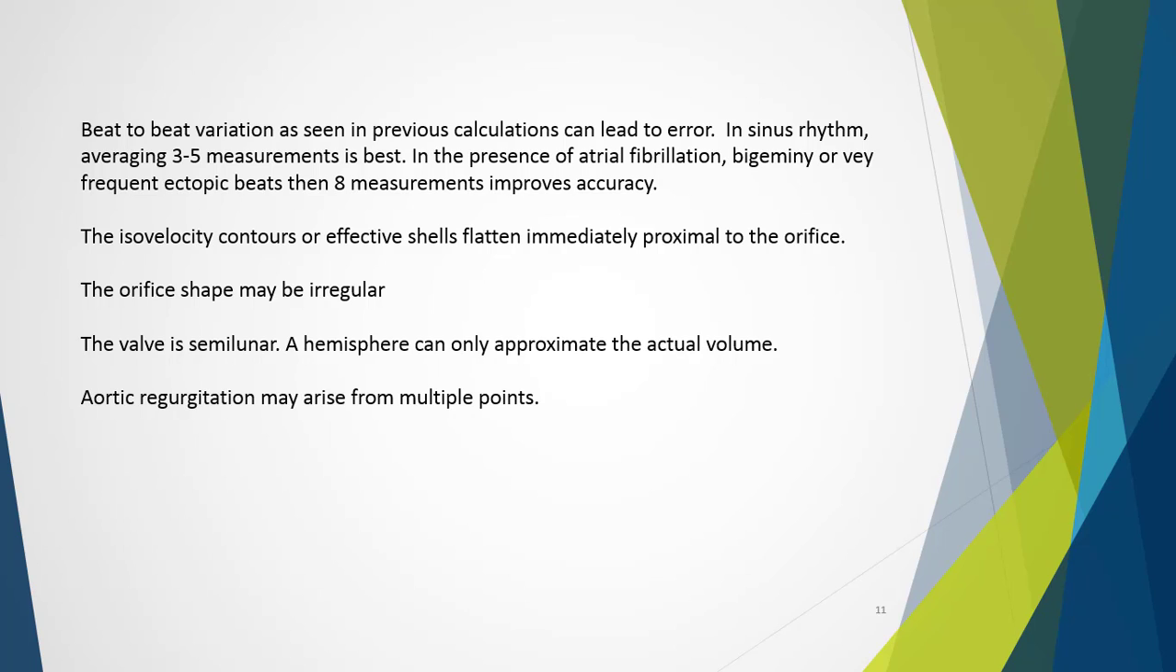The aortic valve cusps are semilunar in shape. They do not form a flat surface when they open, and thus the hemisphere sitting on top of the aortic aspect will only approximate the actual volume within. Another issue arises where there could be significant flow arising from multiple points. However, we only measure one hemisphere.